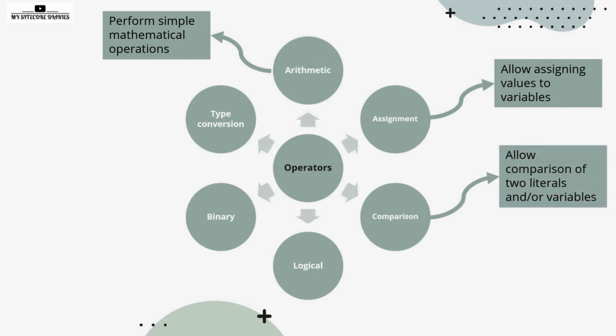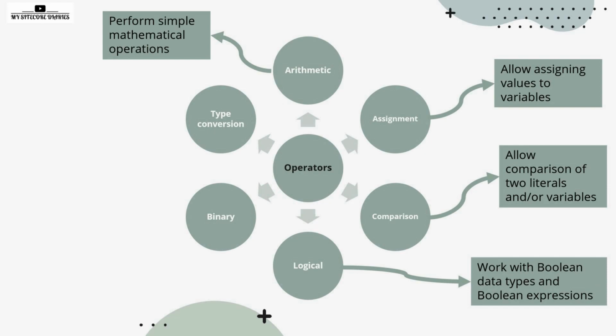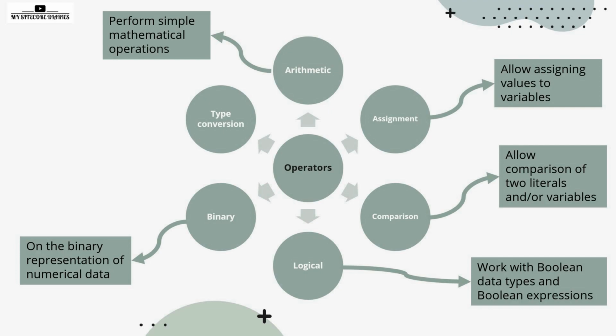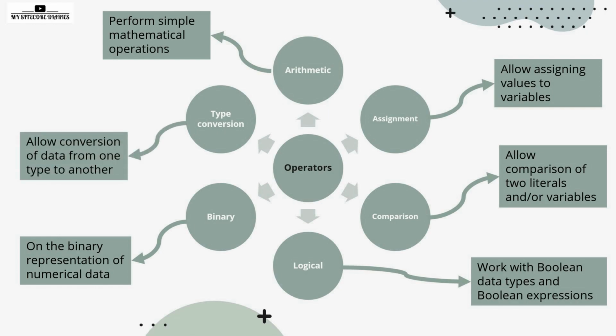Then we have a comparison operator. It allows comparison of two literals or variables. Then we have a logical operator. It works with the Boolean data type and Boolean expressions. Then we have binary operators, which are the representation of numerical data. Then type conversion, which allows conversion of data from one type to another. So these are the 6 high-level categories of operators: arithmetic, assignment, comparison, logical, binary, and type conversion. We will see a few of them in detail.